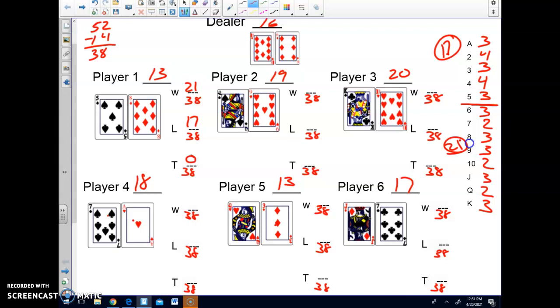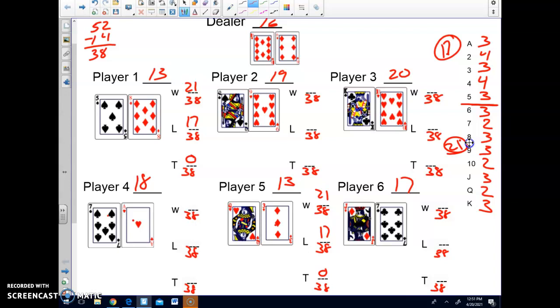Okay? And it's the same number no matter what my score is below 17. So for player 5, it's the same score. 21, 17, 0. All right? 21 wins, 17 losses, 0 ties.